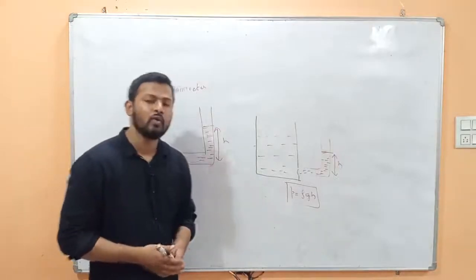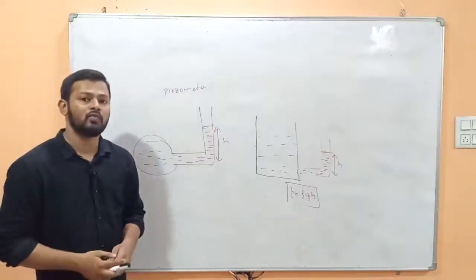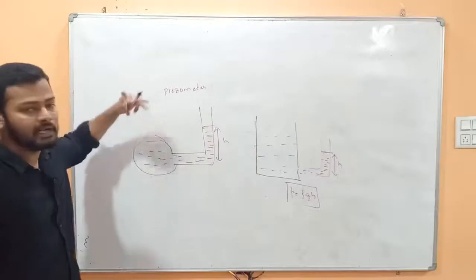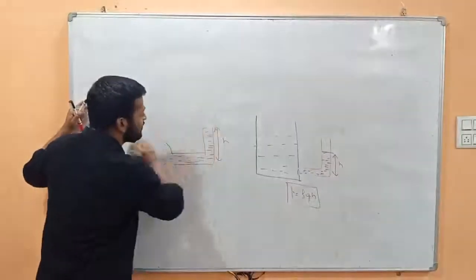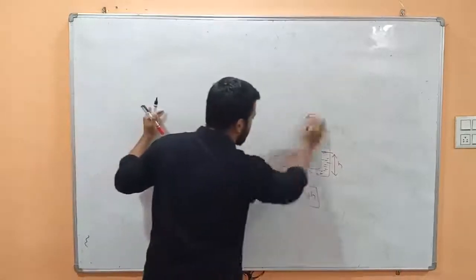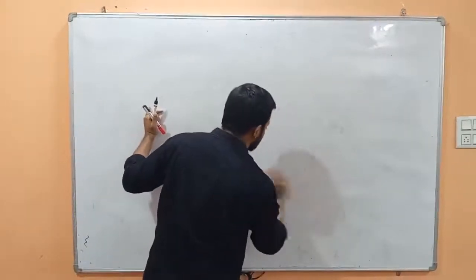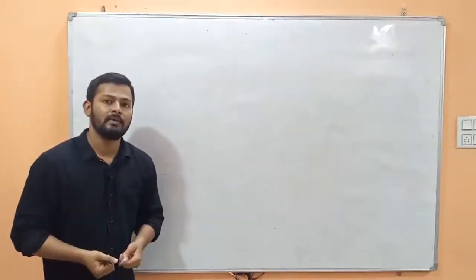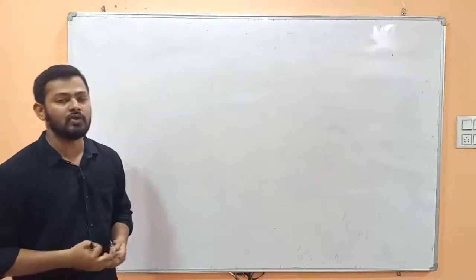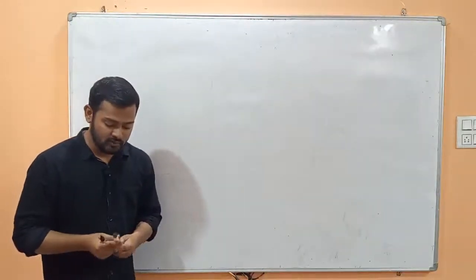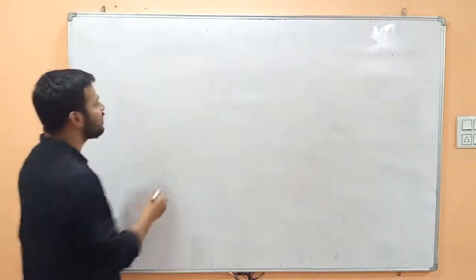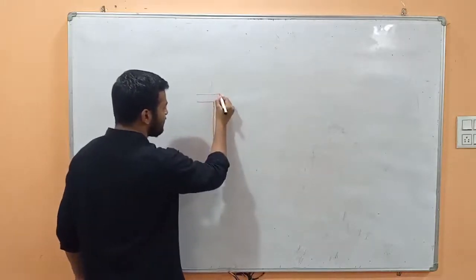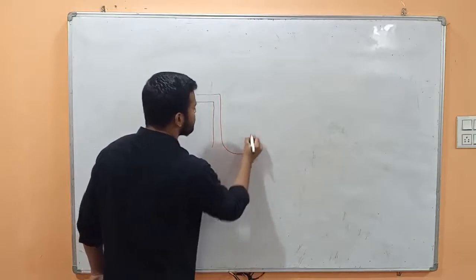So in order to overcome these limitations, the next type of manometer was invented, and that type of manometer is called the U-tube manometer. Now we know that piezometers can't be employed for measuring very high pressure and very low pressure. So what was invented is the U-tube manometer. This U-tube manometer is a U-shaped glass tube. Piezometer was an L-shaped glass tube, and this U-tube manometer is a U-shaped glass tube.